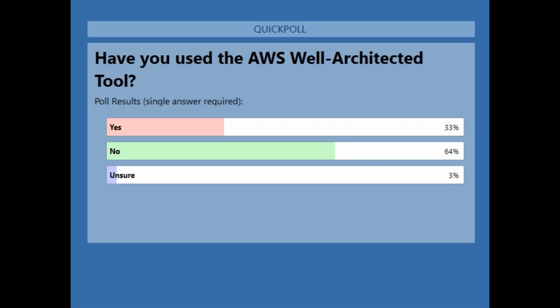That's what we've got. Yep, so the results are that a third of you, 33%, have used the Well-Architected tool. Most of you, two-thirds of you, 64%, have not, and there's 3% that are unsure.